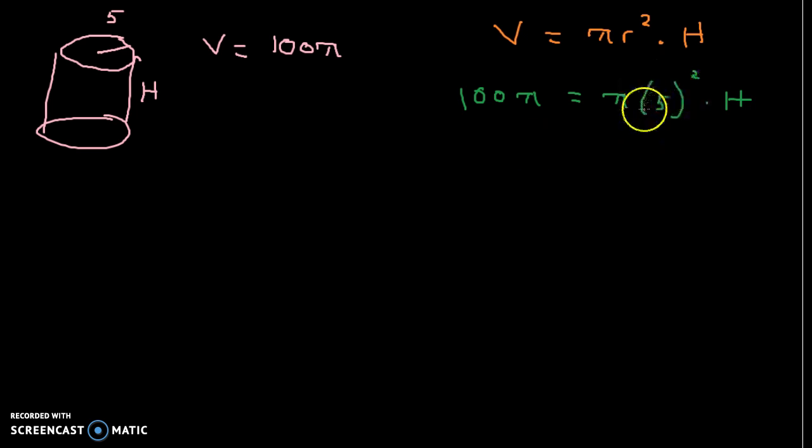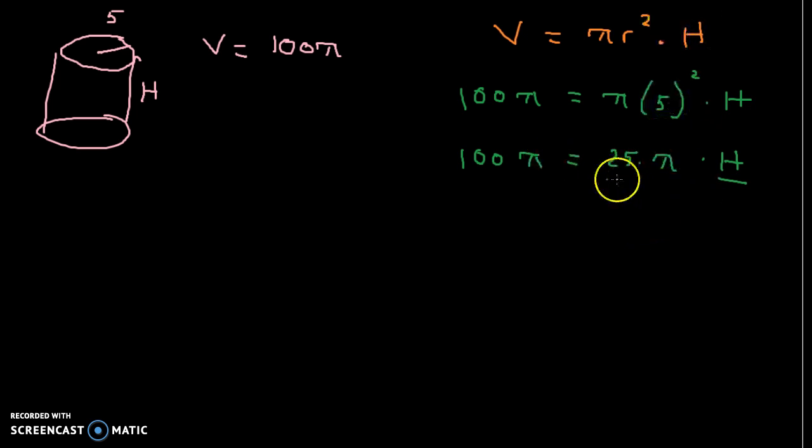Well, first thing we can do is we can simplify this 5 squared. That's just 5 times 5, which would be 25. So that really is just, we have 100 pi is equal to 25 pi times the height. All right, so we are interested in figuring out height, so we need to get rid of pi and we need to get rid of 25. Okay? And again, think about it. All these numbers are being multiplied together. We want to undo a multiplication. So the way that we do that is to divide.